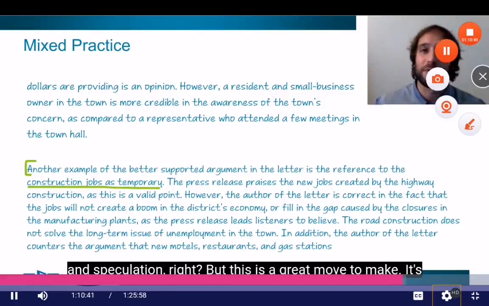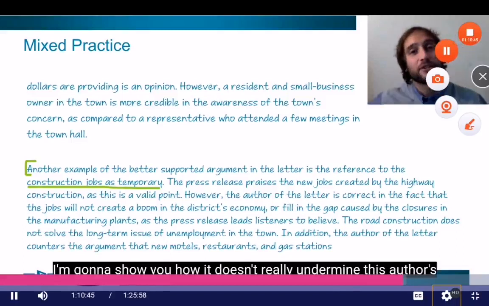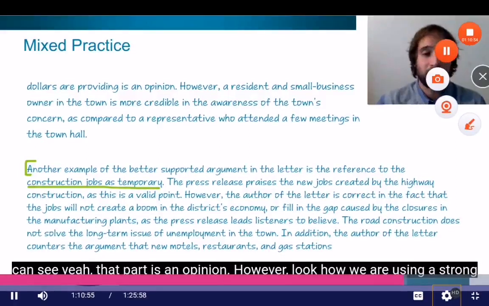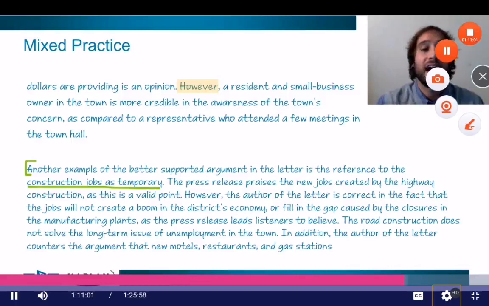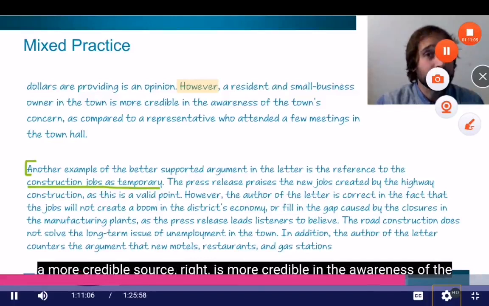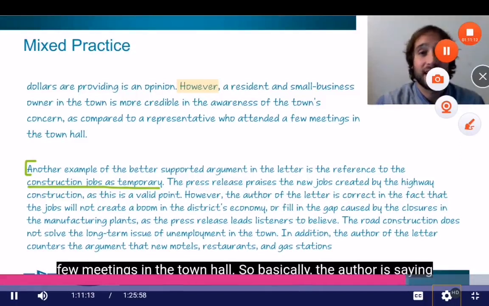But this is a great move to make. It's kind of saying, I see a potential flaw with this, but now I'm going to show you how it doesn't really undermine this author's position. Great rhetorical move to make. So we concede, yes, that part is an opinion. However, look how we're using a strong contrast transition within a body paragraph here. However, a resident and small business owner in the town provides a more credible source, is more credible in the awareness of the town's concern as compared to a representative who attended a few meetings in the town hall.